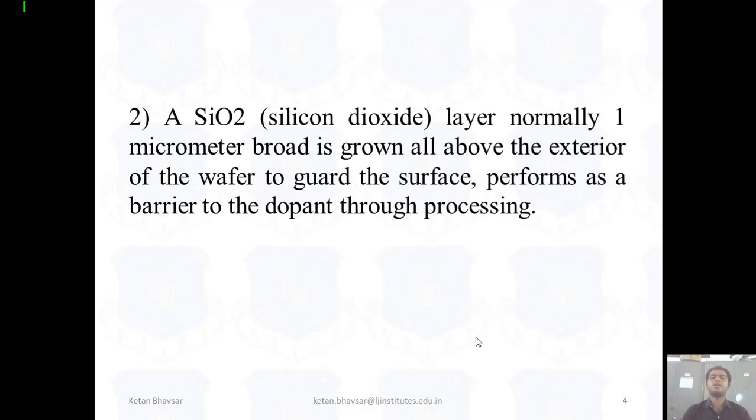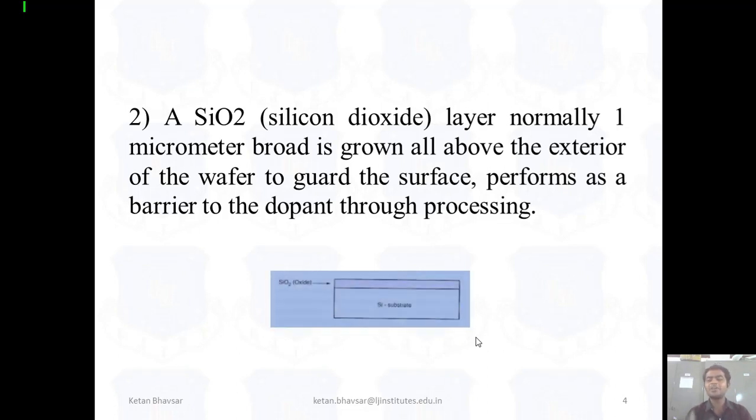Next step, an SiO2 layer, normally 1 micrometer thick, is grown all over the exterior of the wafer to protect the surface and perform as a barrier to the dopant diffusion through processing. So we covered that particular Si layer or Si substrate with the SiO2 layer. It is generally used to provide protection, and it also helps provide connectivity from the substrate to the terminals.